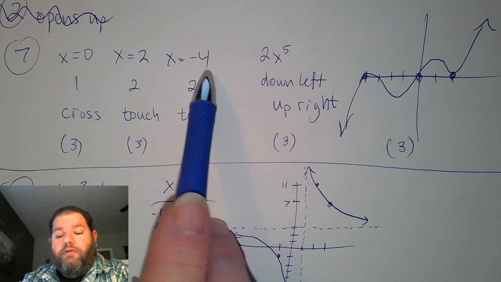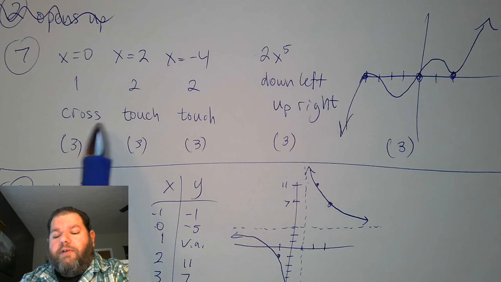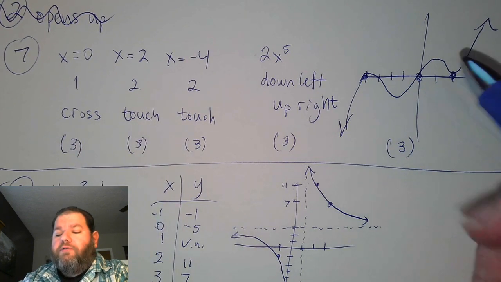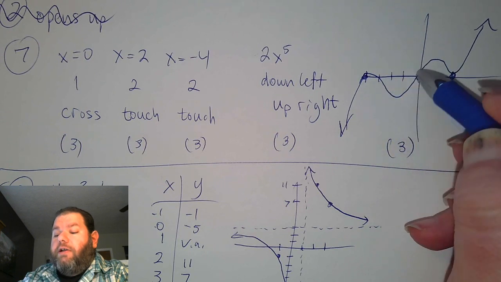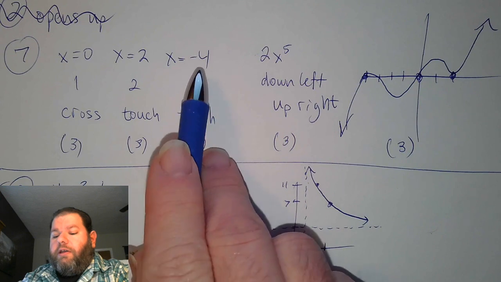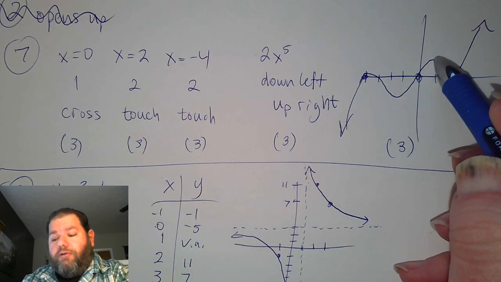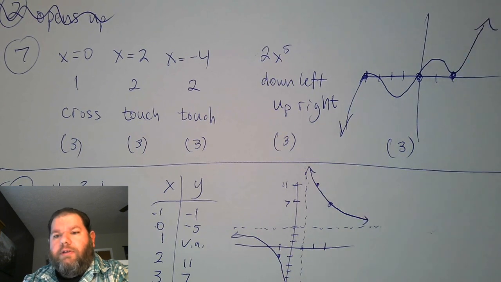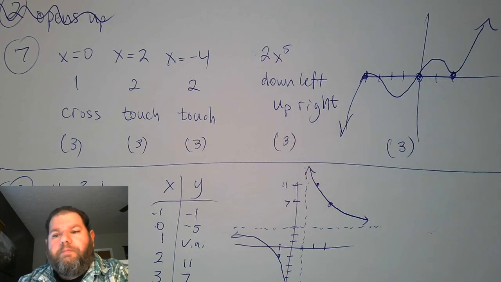The negative 4 would actually come before the 0. So when you think, okay, cross, touch, touch, some of you drew the graph over here where it crossed and then touched and then touched. Now, again, negative 4 is actually first, so this one should touch. 0 should cross, and then 2 should touch. So, minor thing, but it's an important distinction that we need to make.